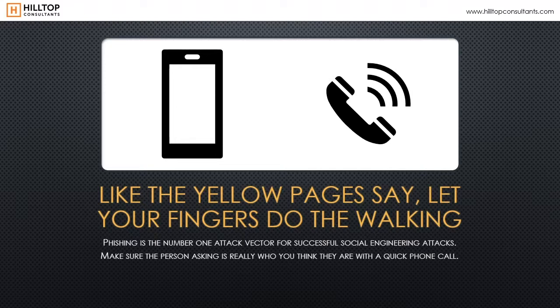The easiest way to do that, even though everyone has this huge demand to answer emails very, very quickly, is just to pick up the phone, right? Call that other person, and that's going to do a couple things. One, they're going to appreciate the personal touch. And two, you're going to know that the person who just made that request is that actual person. Like the Yellow Pages say, let your fingers do the walking. Pick up the phone, call the person who just sent you that email that looks a little suspicious, and find out if it really is.